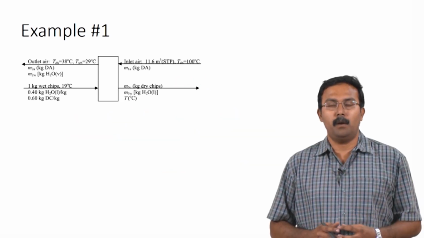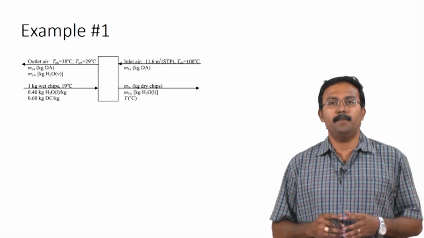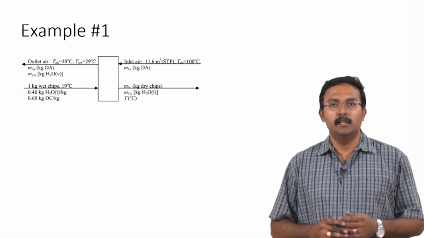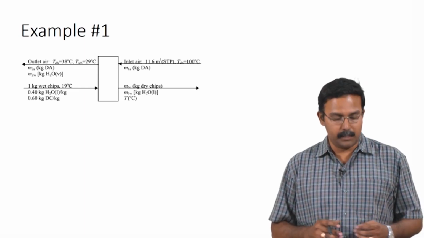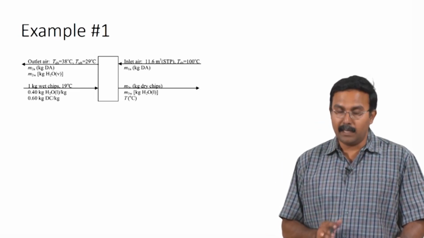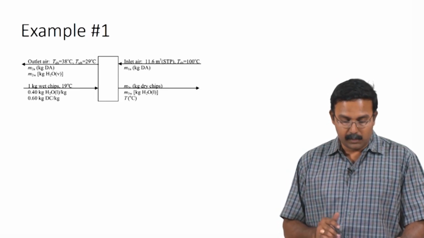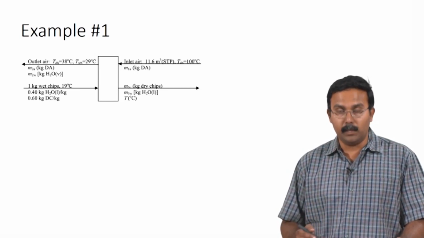For the next part of the problem, we are asked to identify the temperature at which the wood chips would be leaving. For identifying that, we would have to perform energy balance calculations. Here all the required material balances have been done. So, we will start with identifying what the equation would be.